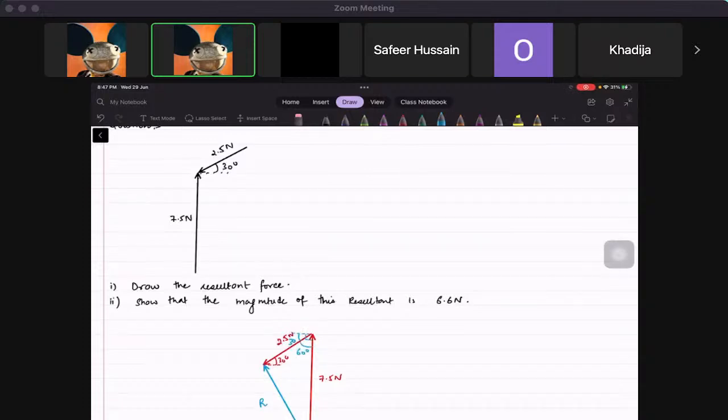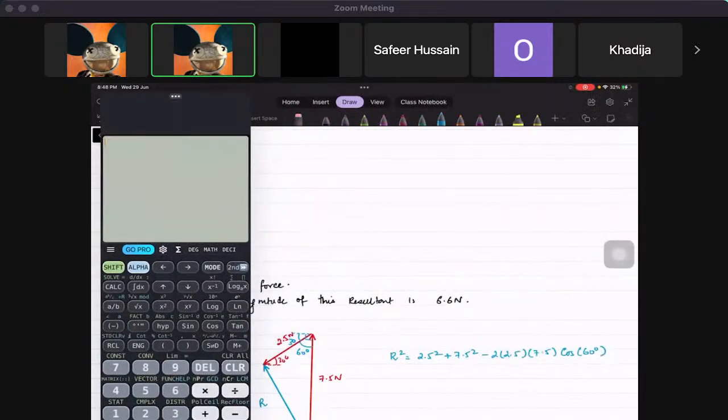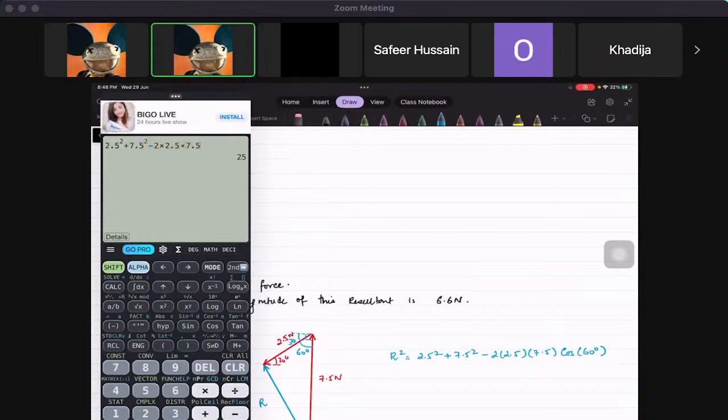Now it is super easy because you do R squared equals 2.5 squared plus 7.5 squared minus 2 times 2.5 times 7.5 times cosine of 60 degrees. So let's take out the calculator. 2.5 squared plus 7.5 squared minus 2 times 2.5 times 7.5 times cosine of 60, and then you take the square root. So here you have the answer, which is 6.61 newtons, and shown like that.